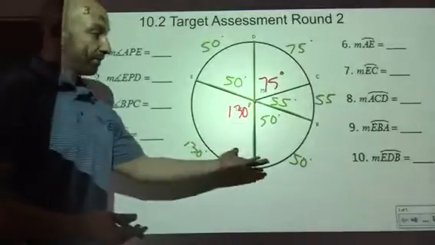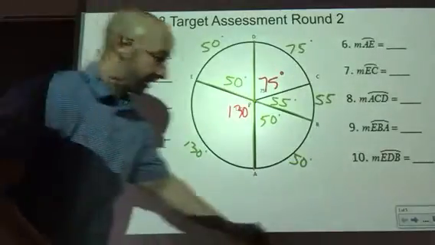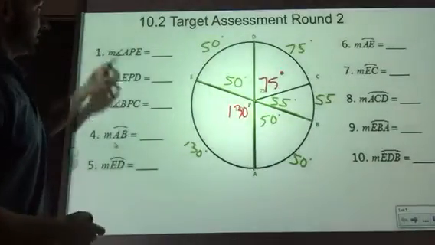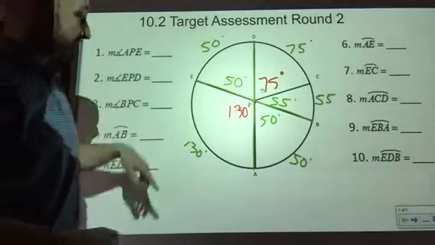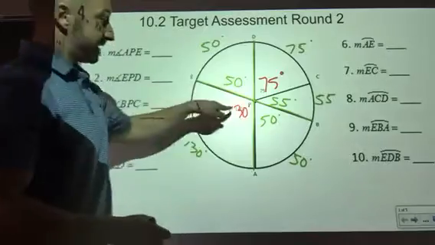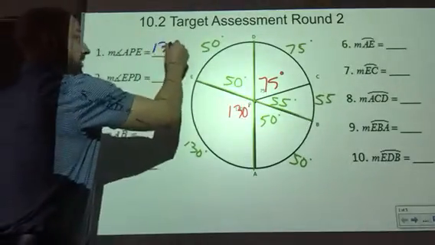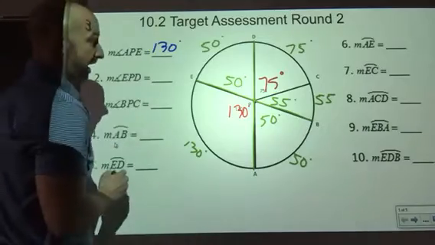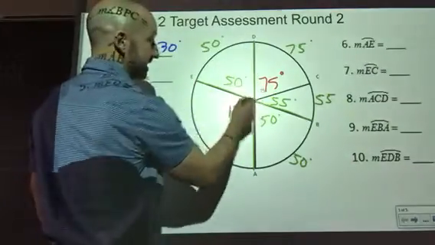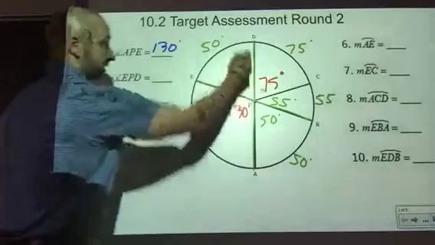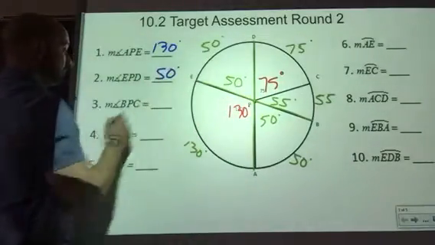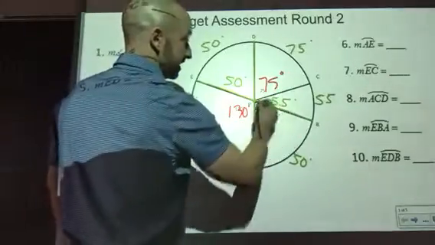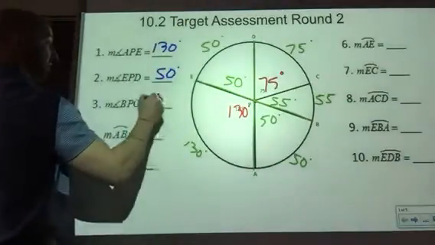Now that I have all this information, I can go try to fill in all the indicated angles and missing arcs. The first one they ask is APE. I believe APE was given to me, 130 degrees. EPD, so I'm looking for angle EPD, all right, 50 degrees, I have that labeled there. BPC, I have that labeled there as 55 degrees.